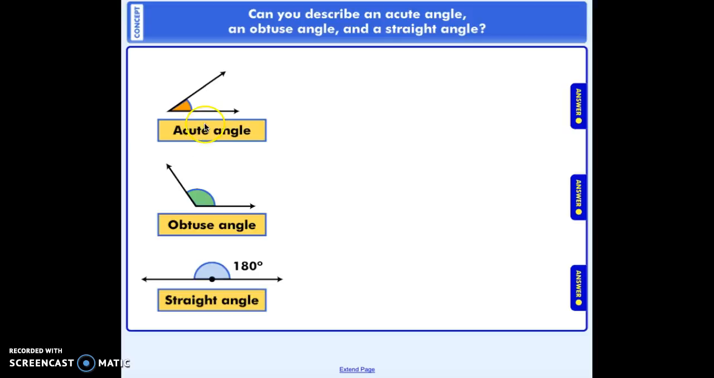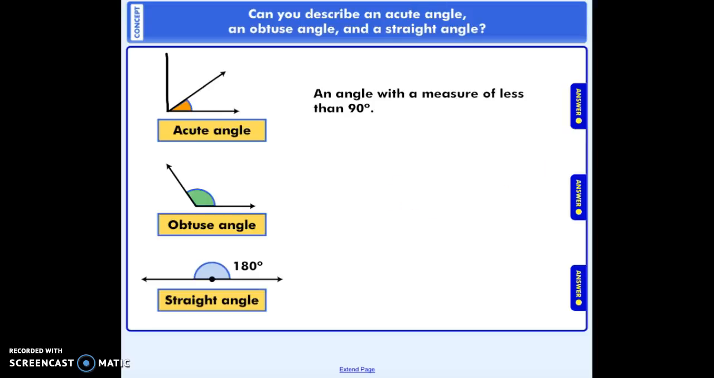We can also label angles as acute, obtuse, or straight. An acute angle is an angle with a measure less than 90 degrees. If you think back to that previous animation, a 90-degree angle is less than that amount. If I draw a 90-degree angle here, this would be the 90-degree angle. Anything less than that is considered an acute angle.